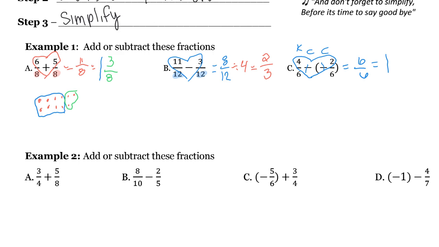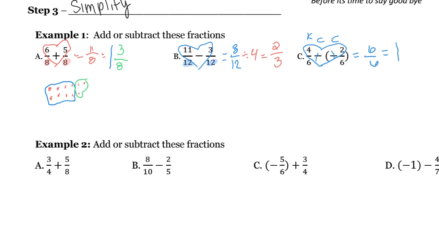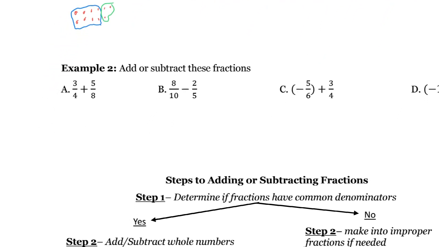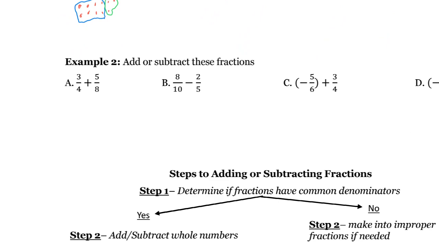All right. Let's jump down to the next example. All right. So example A. Let's check, are our denominators the same? Are our denominators the same? No. So we have to find common denominators.